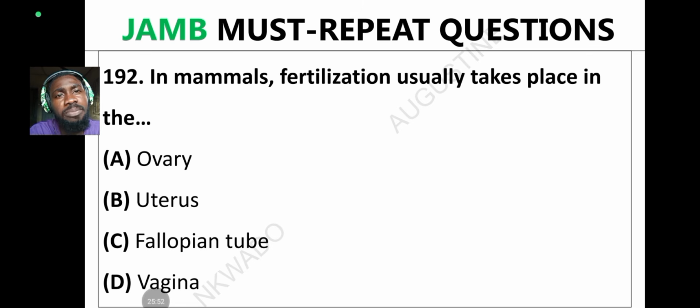You are left to go and bulldoze this JAMB UTME. Question 192. In mammals, fertilization usually takes place in the what? A. Ovary. B. Uterus. C. Fallopian tube. D. Vagina. What's the answer? Can you give me that answer in the comment section, my scholars? Let me know how prepared you are for JAMB 2026.